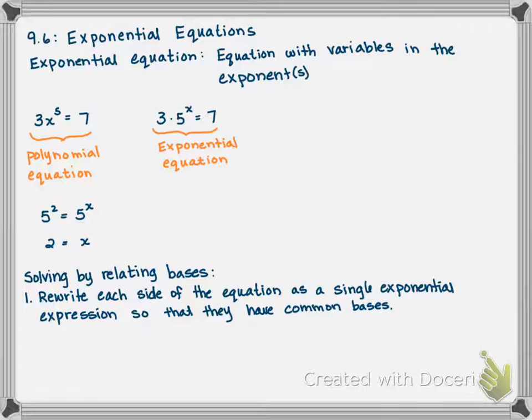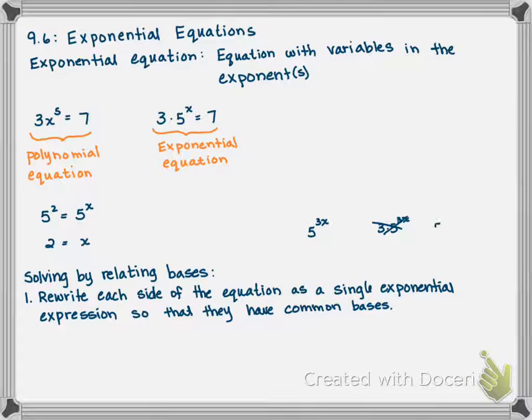So there are two pieces to this. One is that each side has to be a single exponential expression, which means you have one base and one exponent. So for example, 5 to the 3x is a single exponential expression because we have a base, we have an exponent, and we have nothing else going on. Whereas 3 times 5 to the 3x is not a single exponential expression because we have an exponential expression in there, but there's also that multiplication, and that would get in the way.